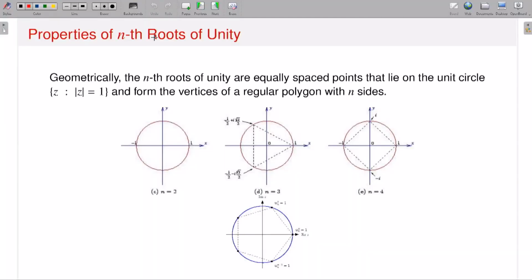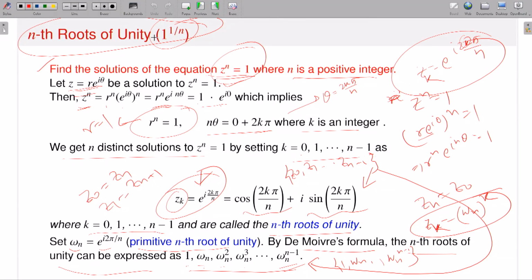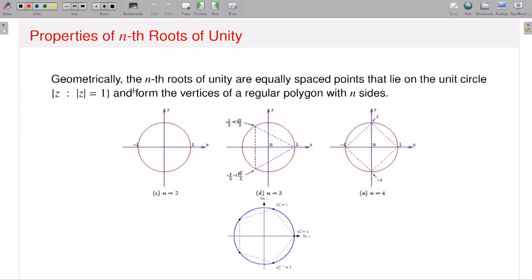For example, if I take n is equal to 1, how many points are there? Or if I take n is equal to 2. So you see, geometrically, the nth roots of unity are equally spaced points that lie on the unit circle mod z is equal to 1 and form the vertices of a regular polygon with n sides. So if I take z square is equal to 1, what are the complex numbers that satisfy this property? Consider the circle mod z is equal to 1.